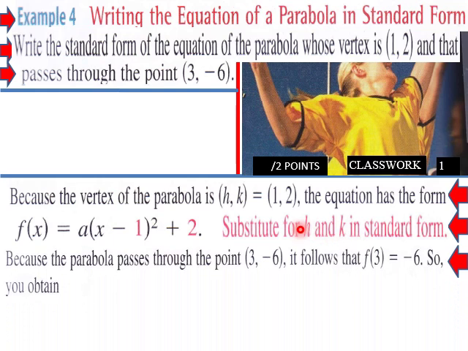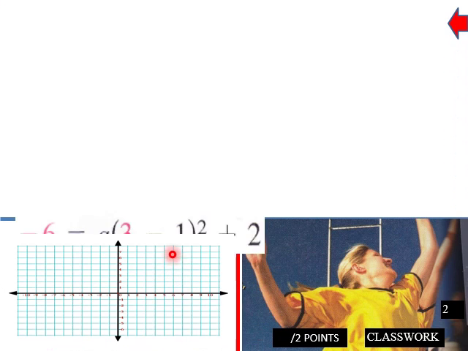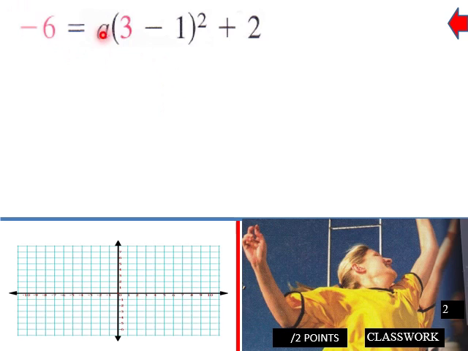Substitute h and k in standard form. Then because the parabola passes through the point (3, -6), we know this is a point that it goes through. It follows that f of 3 would equal negative 6. Yes? So when we plug in 3 here for x, we'll get a negative 6 on this side of our equation. So here is our standard form of our quadratic in vertex form. When we do that, we can say negative 6 equals a times 3 minus 1 squared plus 2. We've got to find out what our a is in this case.